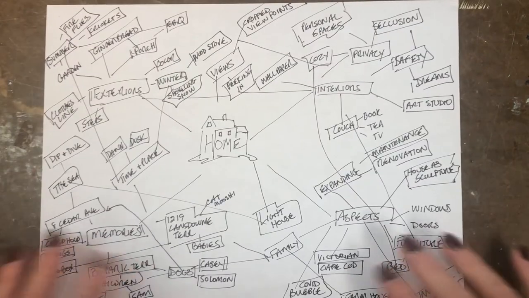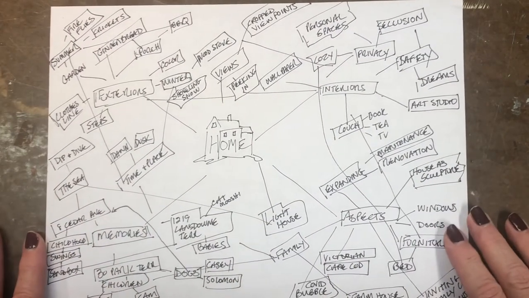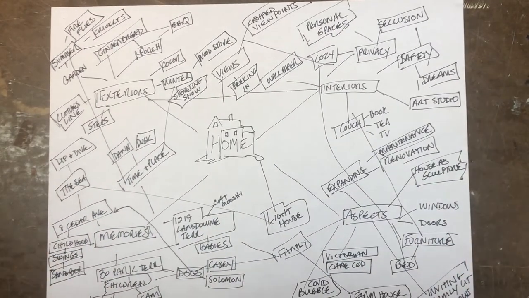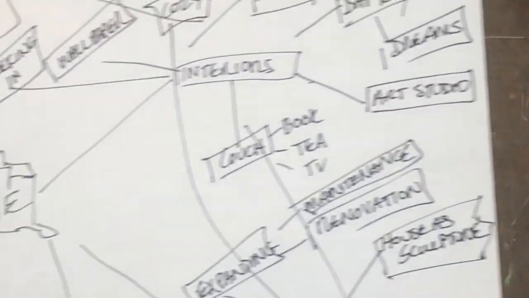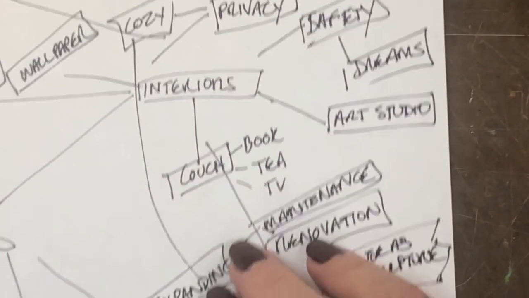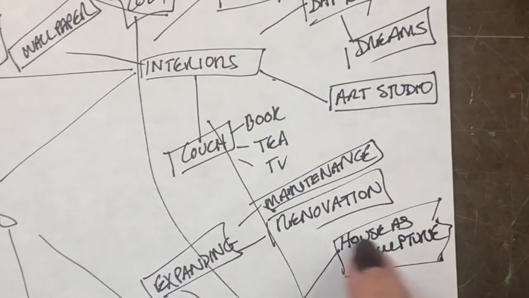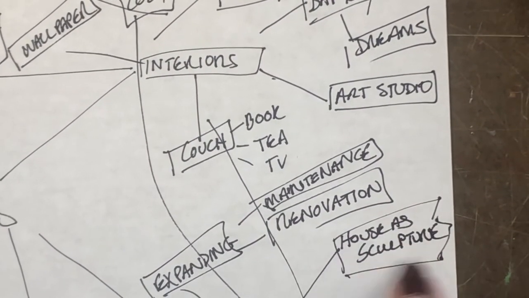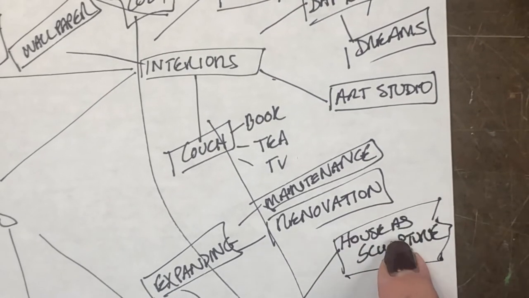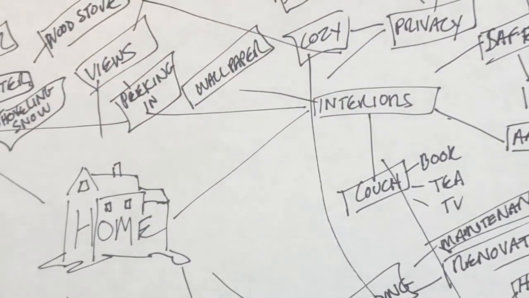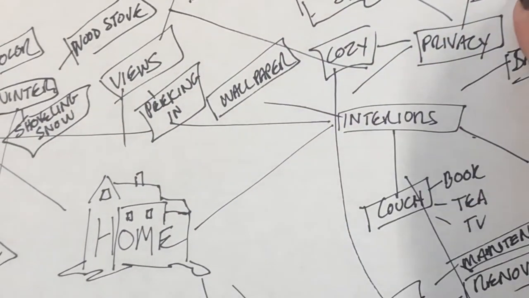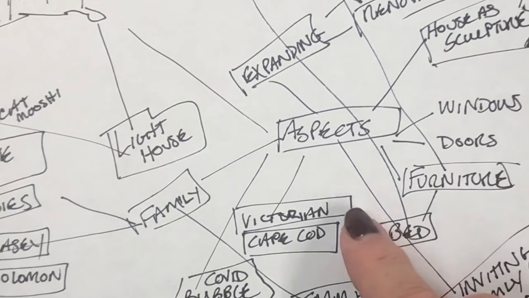So I have filled in a pretty good amount here on my mind map about home. You can see that I have a whole bunch of things about interiors, maintenance and renovation. And I think to myself, what would it be like to use house as a sculpture, right? Because I'm brainstorming to make art ideas. This whole notion of personal spaces, of seclusion, down here with different aspects.